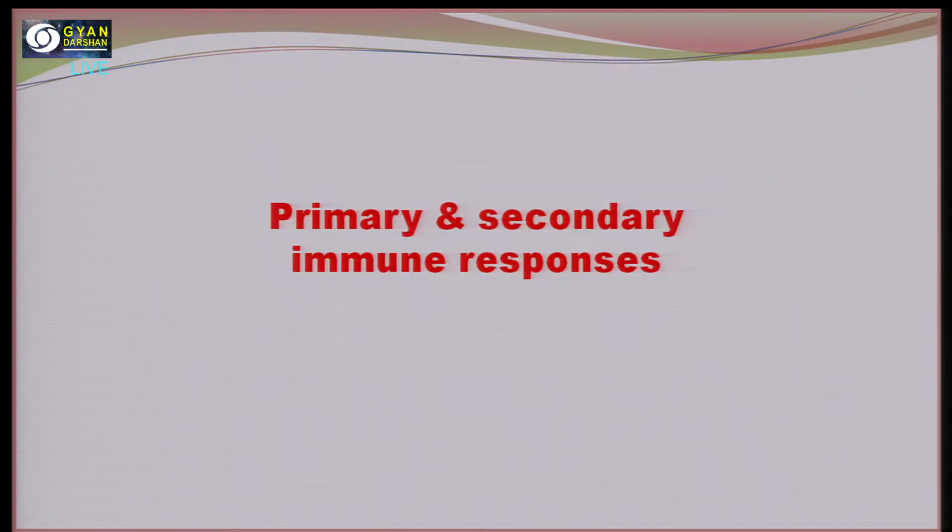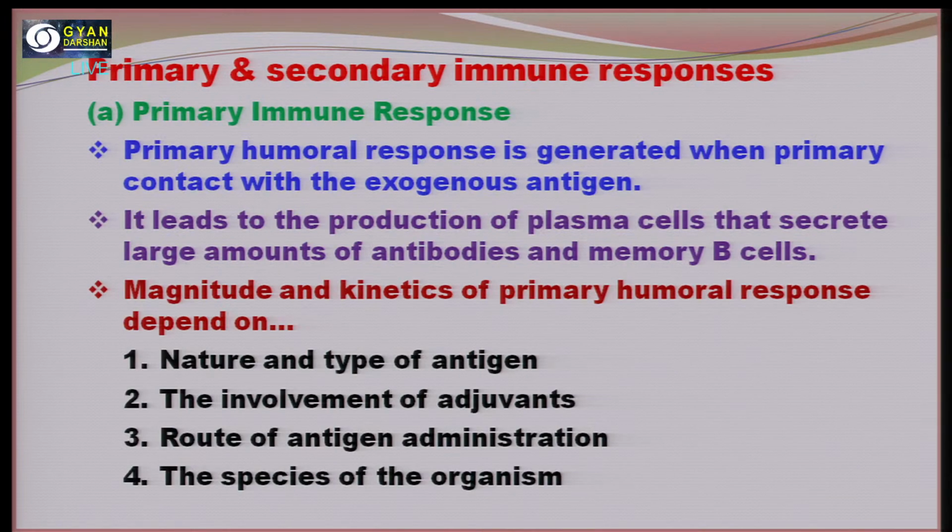Another thing I want to discuss is the primary and secondary immune responses. So, what is the primary immune response? The primary humoral immune response is generated on the primary contact with an exogenous antigen. Your exogenous antigen, such as a virus or bacteria, gets in contact with the skin, and your primary humoral response will be generated. It leads to the production of plasma cells that secrete large amounts of antibodies, and memory cells.